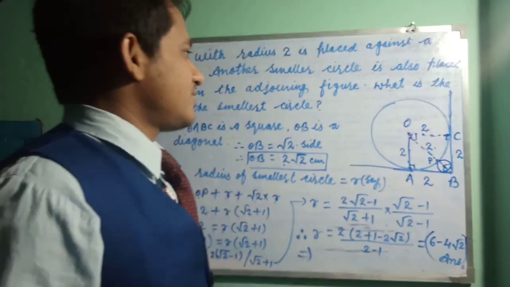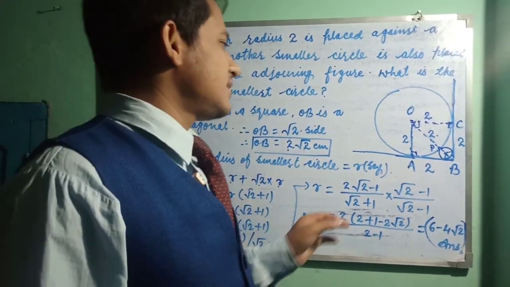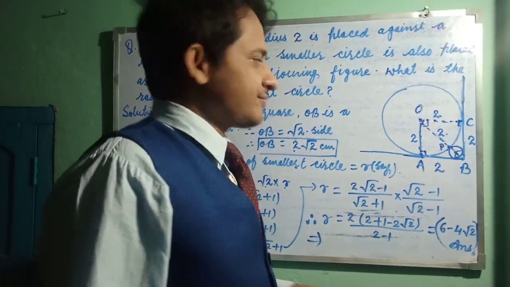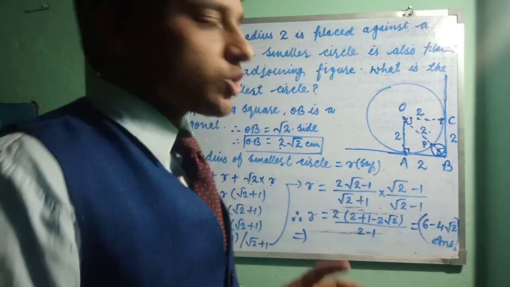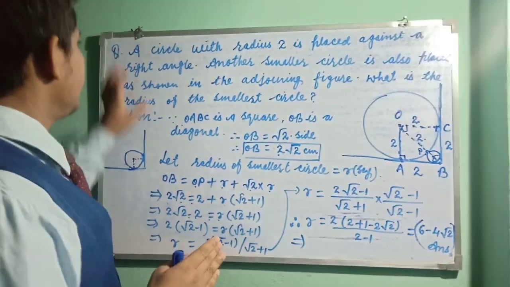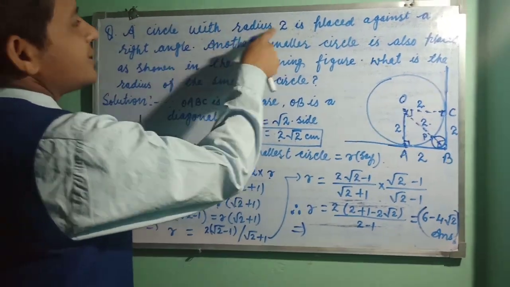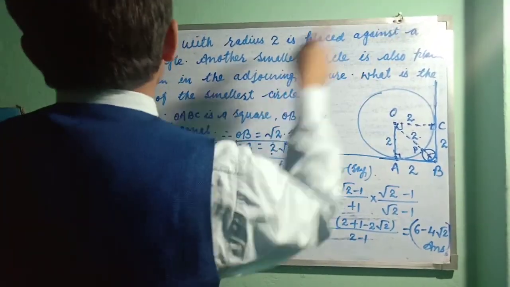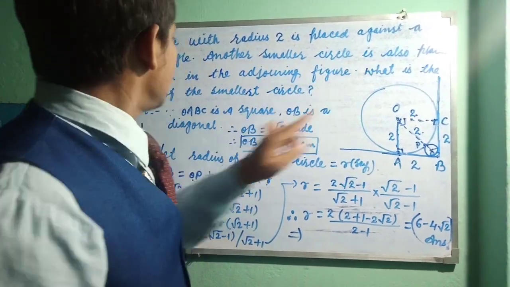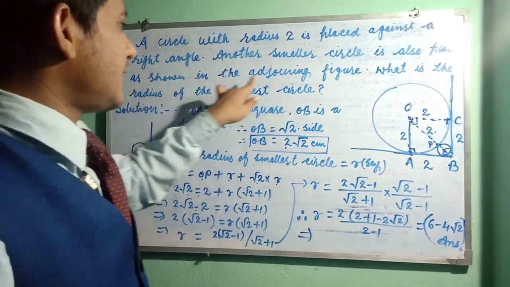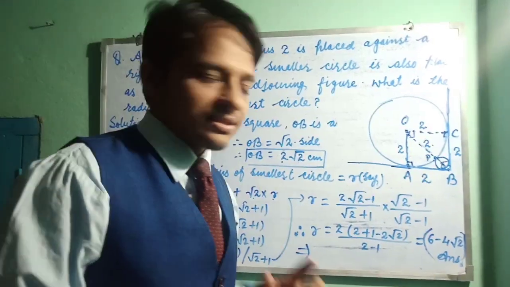Yes, this is Asif. Okay, I have brought an interesting question related to a circle, a right angle and a square. Here, see the question. A circle with radius 2 is placed against a right angle. Another smaller circle is also placed as shown in the adjoining figure. So what is the radius of the smallest circle?